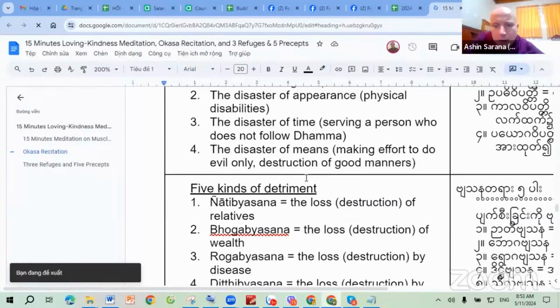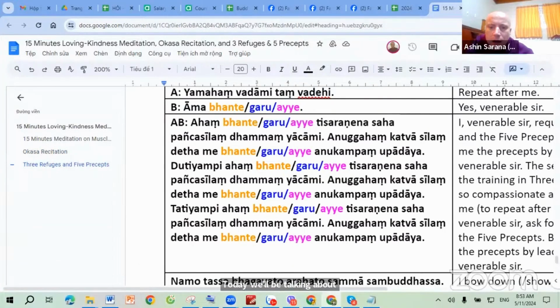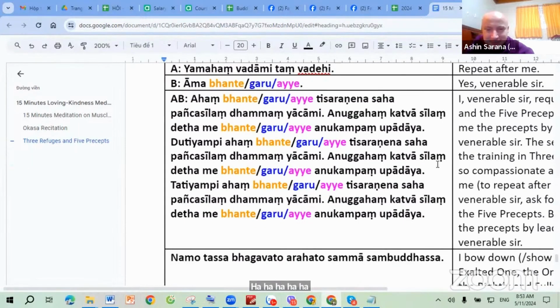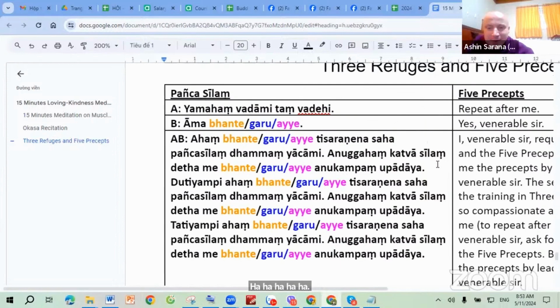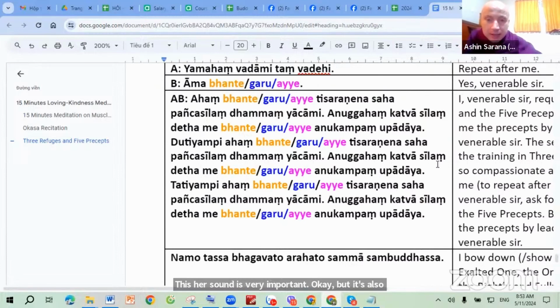Today we'll be talking about the h sound. H, h. You also say the h sound when you're laughing. Ha ha ha ha ha. This h sound is very important, okay? But it's also very confusing in the Pali language.